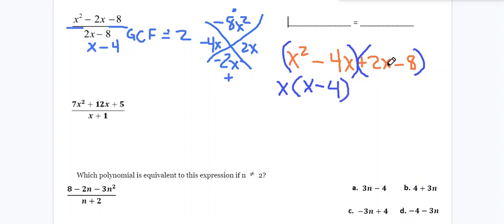All right, now I gotta do the same thing for this one. 2x and minus 8, what do they have in common? Well, they both have a 2. That can be pulled out. What's left over? Well, x and minus 4.